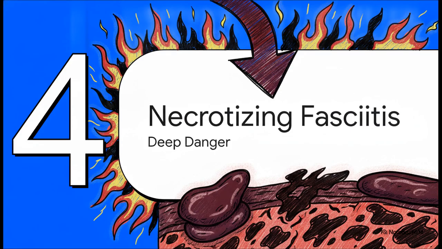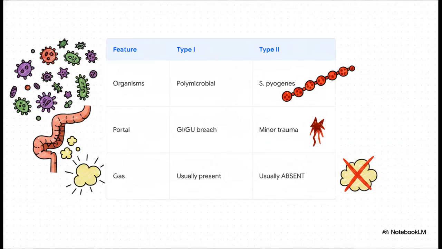Plunging down to the fascia now for part 4, deep danger, necrotizing fasciitis. You have got to know the 2 main types here. Type 1 is your polymicrobial mix, aerobes and anaerobes teaming up. You'll usually see this in diabetics or after a GI mucosal breach like Fournier gangrene. This type typically produces gas, which gives you that classic crunchy crepitus when you press on the skin.